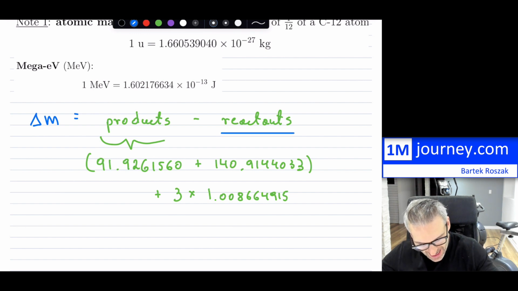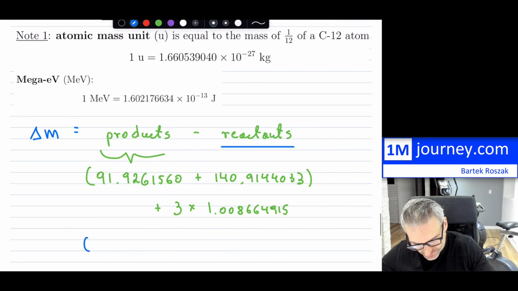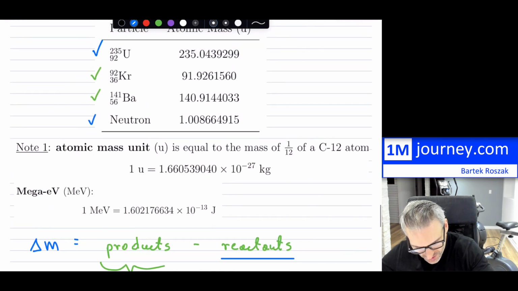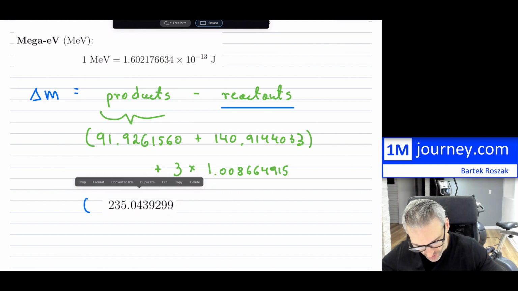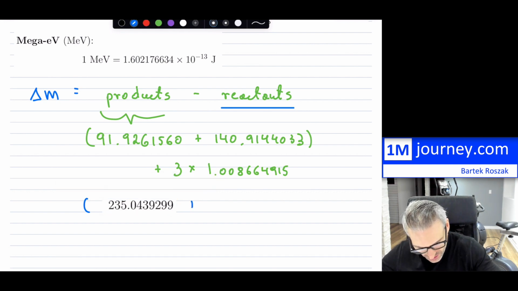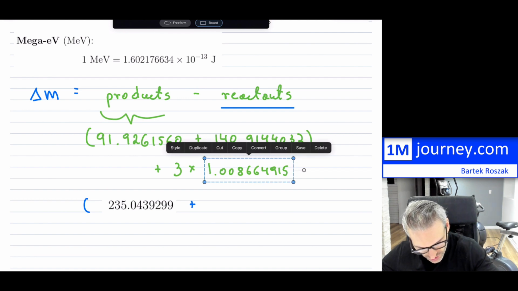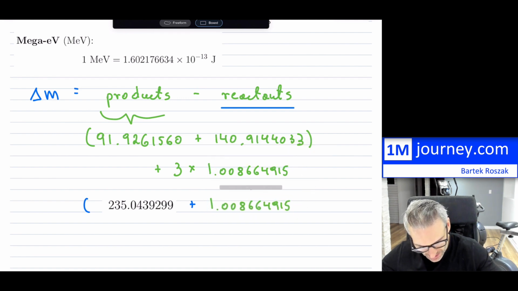Now, what about the reactants? So I'll do this in blue. Well, for the reactants, I only have, so maybe I'll copy this so that it's a little bit faster. I'm going to bring it back down. So this is what I have. That is my uranium plus the additional neutron, which gets shot out at this. So this is going to be that.